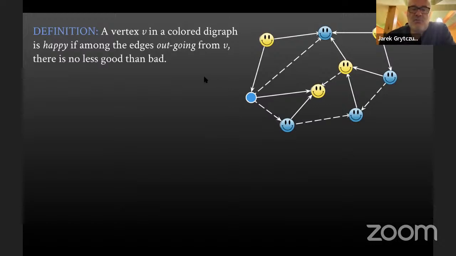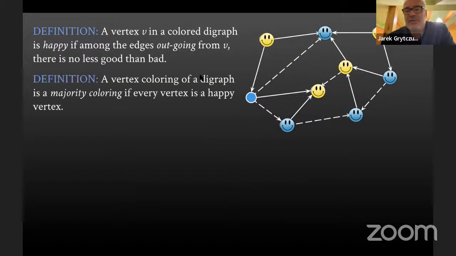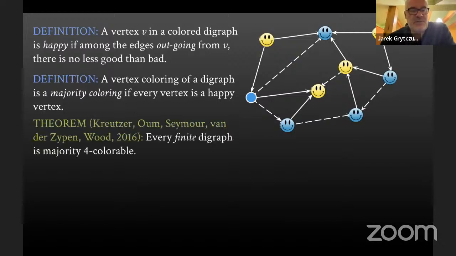So you can choose whatever, but in the definition we chose outgoing edges. So a vertex is happy if among the outgoing edges from that vertex, there are no fewer good edges than bad. This is quite a similar notion, and in the same way we define a majority coloring for a digraph: a coloring where every vertex is happy.